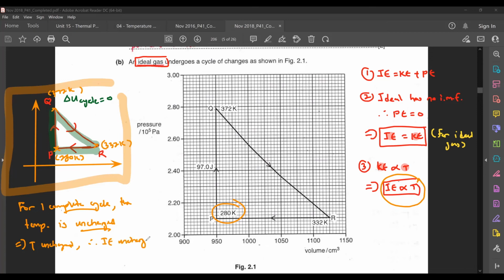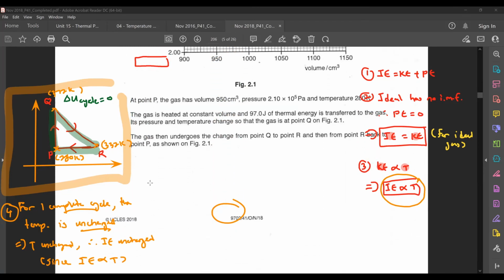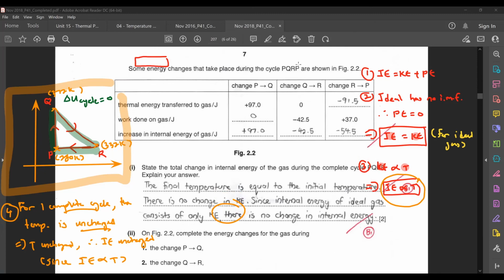I think this one I better put it as number 4, no? Just to see the flow there. For one complete cycle, the temperature is unchanged. So T is unchanged, therefore IE is unchanged, since IE is proportional to temperature. Okay, so this is something like how you can see from here. All right. So how do you actually word it? The way you will word it is something like this. You will say that the final temperature is equal to the initial temperature for one complete cycle.